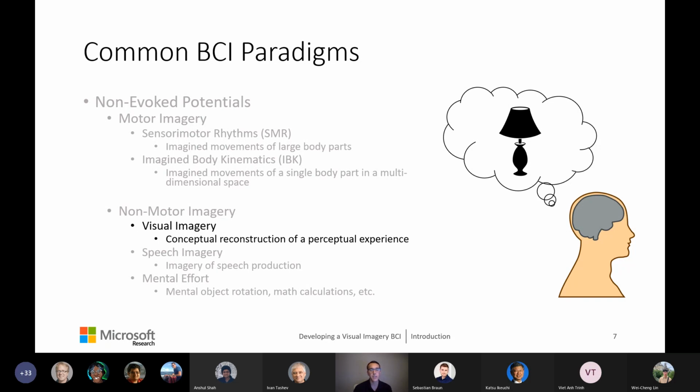Say, for example, you want a BCI to control different applications in your house, like maybe turning a lamp on or off. With visual imagery, you can imagine just that lamp directly and interact with it. Whereas with something like motor imagery, you'd have to remember a map between which movement of your right hand might interact with that lamp.